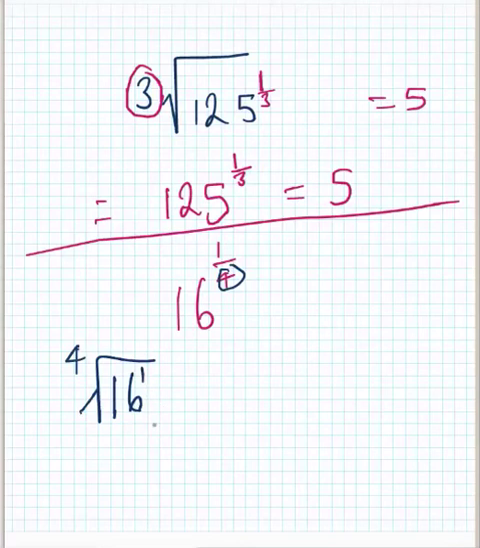4 root 16, a number times itself 4 times to give you 16? Well, we know the answer would be 2. Okay, that's why it's important to be able to go back and forth, because 16 to the power of a quarter, we can't really work it out. But when we see it in this form, we know that 4 root 16 is just 2.